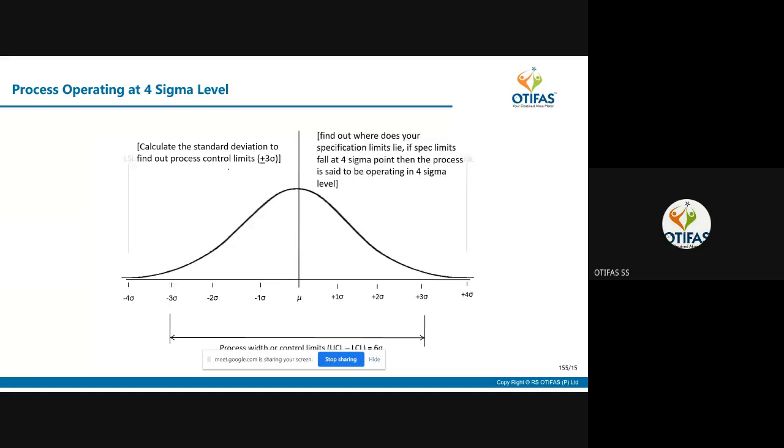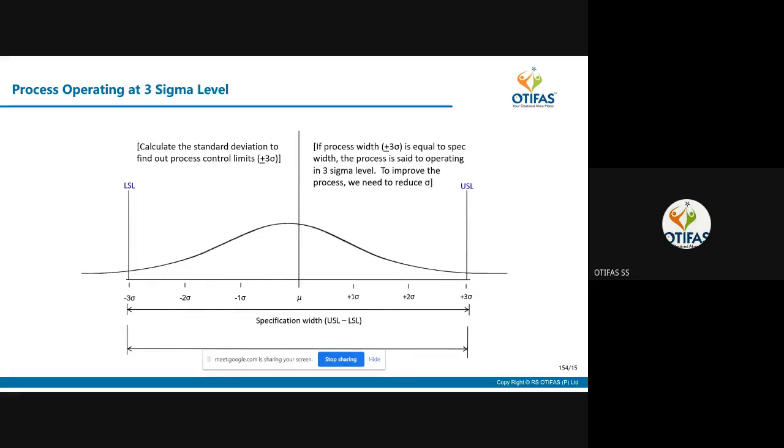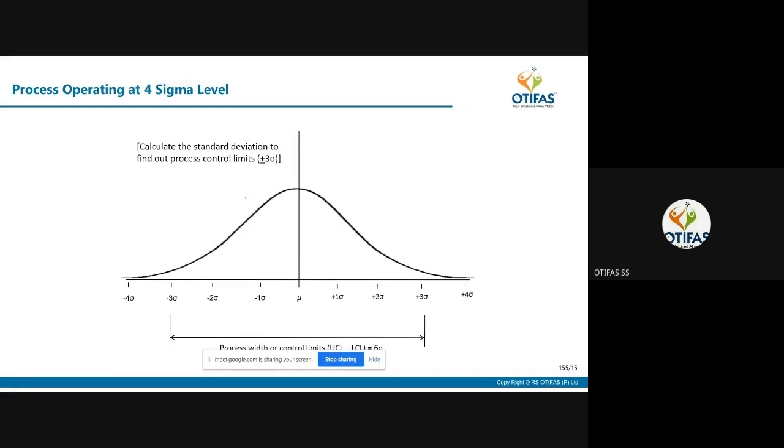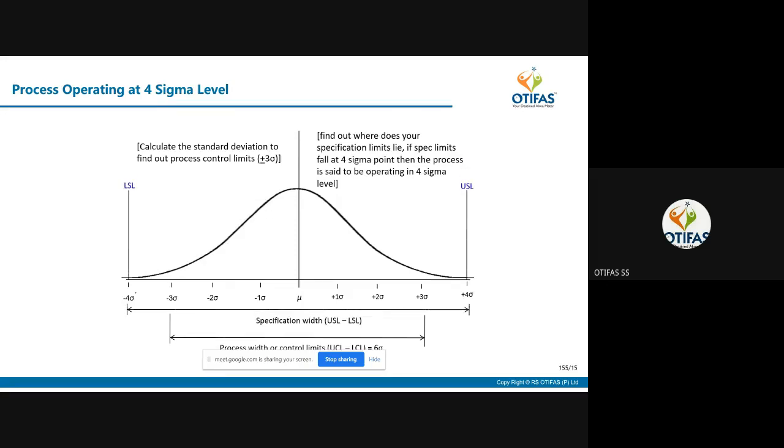These are all I have discussed. Now see, this is called the process operating at 3 sigma level. When the control width is equal to the specification width, when your control width and specification width are the same, that time the process is said to be operating at 3 sigma level. Even when a process is operating at 3 sigma level, the defects per million is almost equal to 66,800 defects in a million opportunities. Now CP is 4 sigma, process operating at 4 sigma. This is the specification width, and this is my customer's requirement. This is my specification. Now I am capable of meeting my customer requirement.